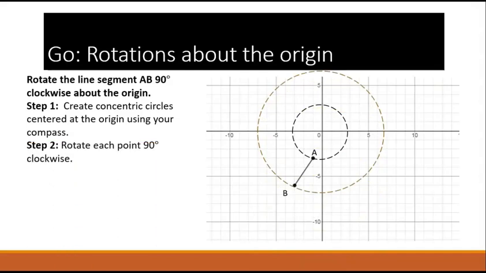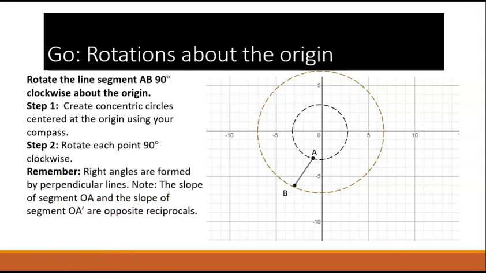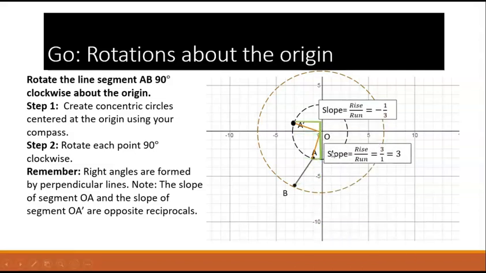Now we want to rotate each point 90 degrees clockwise. Remember that right angles are formed by perpendicular lines. So I'm going to want to draw a segment from A to the origin and then use the slope to find A prime. From A to the origin, AO, that slope is 3 because I go up 3 and over 1. So for a 90 degree angle, I need the opposite reciprocal slope. So I'll go up 1 and over 3 to the left until I reach that first concentric circle.